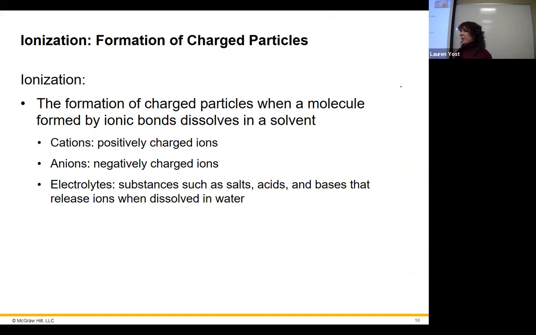The way I remember the difference between cations and anions, if you can't remember: in cations, the t looks like a plus sign, so that's the positive. That's how I remember it, whatever works for you though. Anions are the negatively charged ones. Anything that is able to dissolve in water and release ions, we call those electrolytes. Of course we need these in our own bodies. We talk a lot about electrolytes.